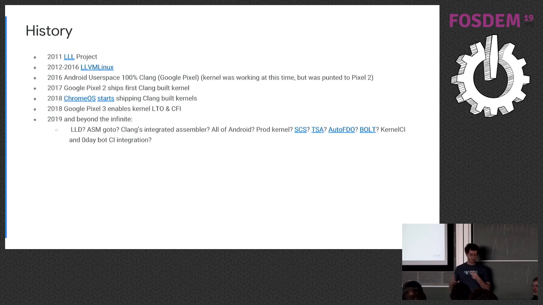So the earliest history I could find was some project called the LLL project that has a few commits in 2011. I don't really know too much about it, but that's some proof that someone was trying to build the Linux kernel with Clang. They have patches on top of a 2.6 kernel, which is ancient history to me. Then from 2012 to 2016 was the LLVM Linux project.